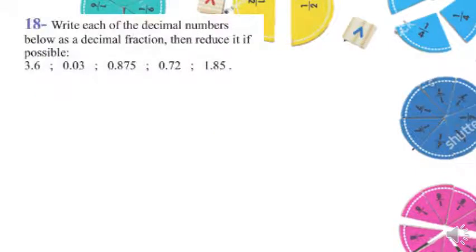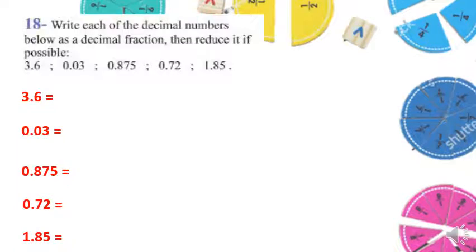Okay, now let's start with the last exercise, which is exercise number 18. Write each of the following decimal numbers below as a decimal fraction, then reduce if it's possible. So, taking these decimal numbers, we have to write them as decimal fractions, then reduce. Reduce means simplify. Simplify means make division, if possible. Starting with the first one, 3.6 is equal to 36 over 10. These two numbers are even numbers, so they are divisible by 2. So dividing the numerator and the denominator by 2, you will get 18 over 5.